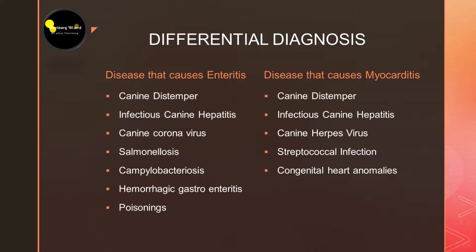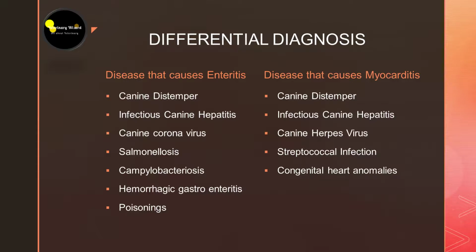The diseases that cause enteritis and can be differentiated from parvovirus disease are canine distemper, infectious canine hepatitis, canine coronavirus, salmonellosis, campylobacteriosis, hemorrhagic gastroenteritis, and poisonings. But diseases that cause myocarditis are canine distemper, infectious canine hepatitis, canine herpes virus, streptococcal infection, and congenital heart anomalies. So these are the diseases from which you can differentially diagnose parvovirus infection.